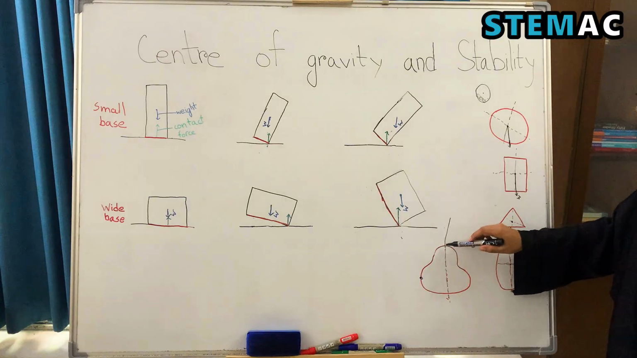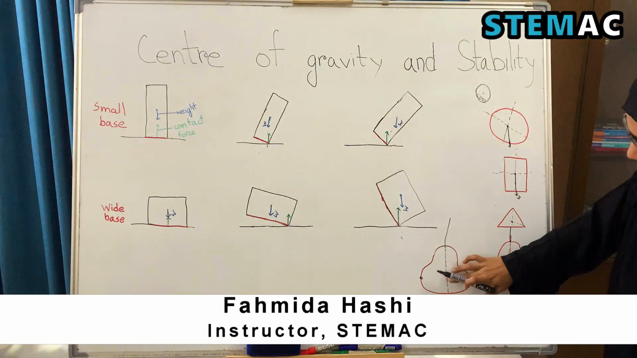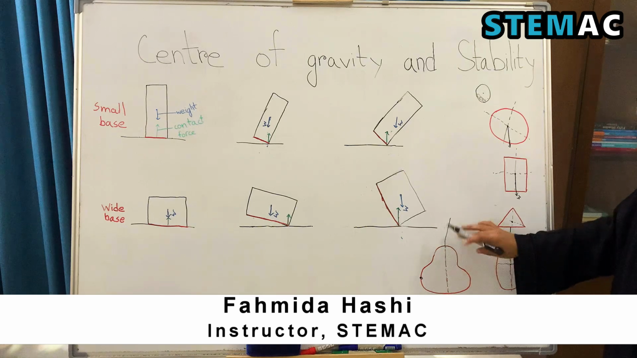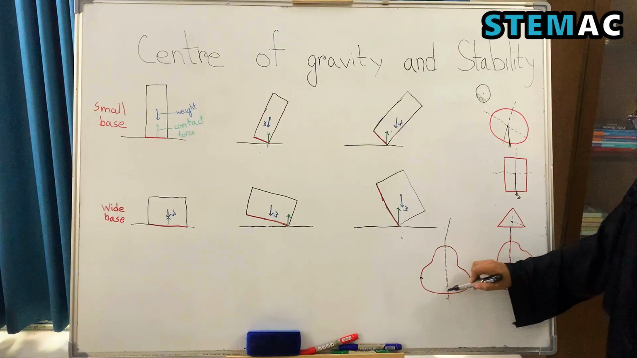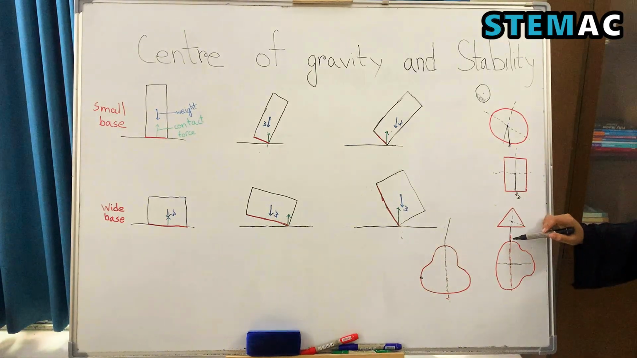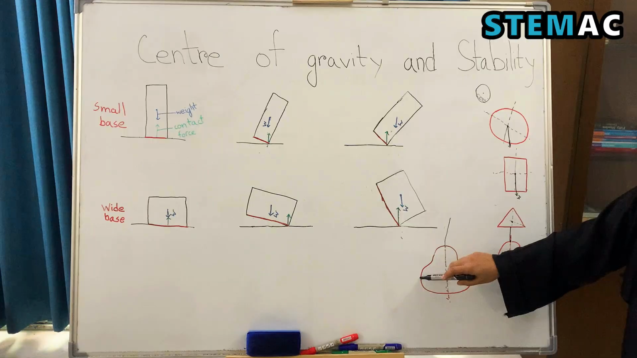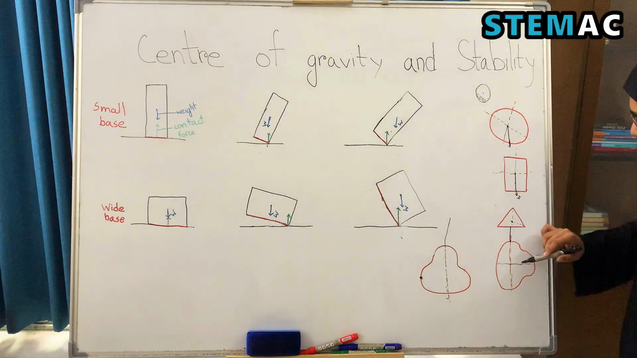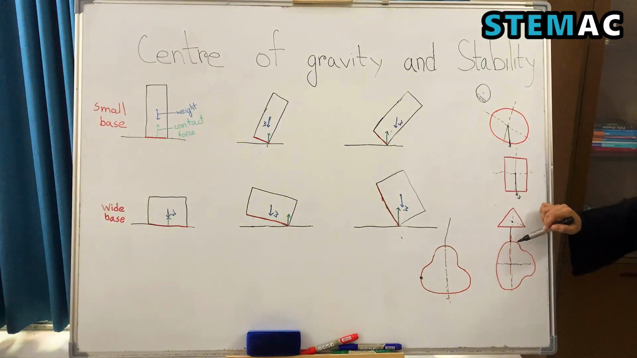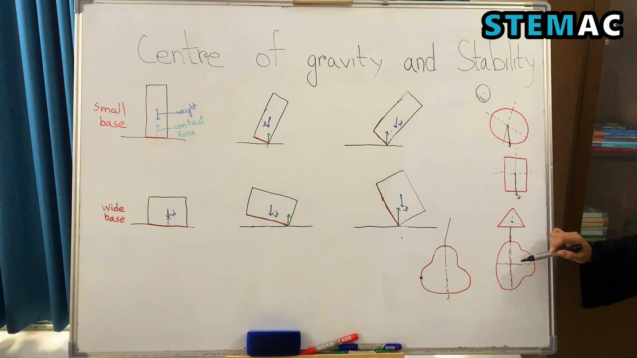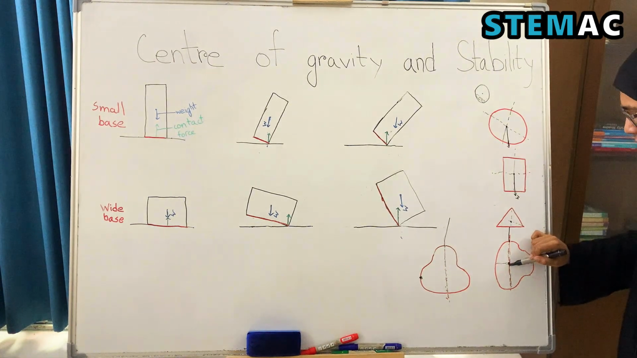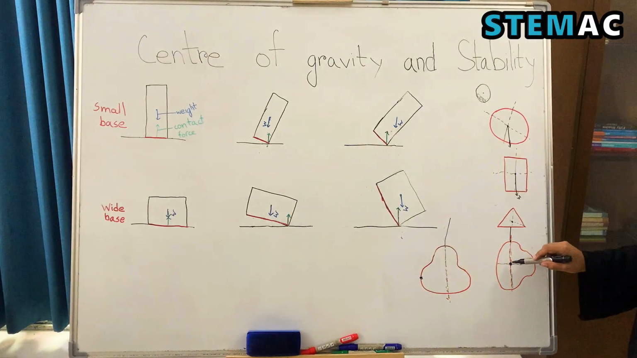When we get a balance in this position, we should use a scale to draw a line here. After that, we can suspend the object again at this point using a string, and we should again use a ruler to draw the line. That means the center of gravity acts at this position, somewhere around this position.